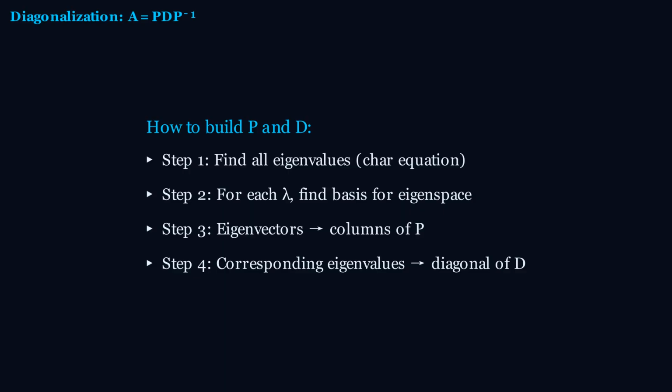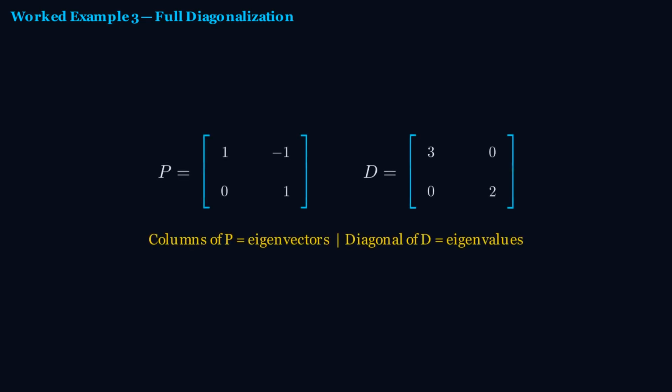The reward: A to the power k equals P times D to the k times P inverse. D to the k is trivial, just raise each diagonal entry to the k. Diagonalize A equals 3, 1, 0, 2. Eigenvalues, 3 and 2. Eigenvectors, 1, 0 for lambda equals 3, and negative 1, 1 for lambda equals 2.